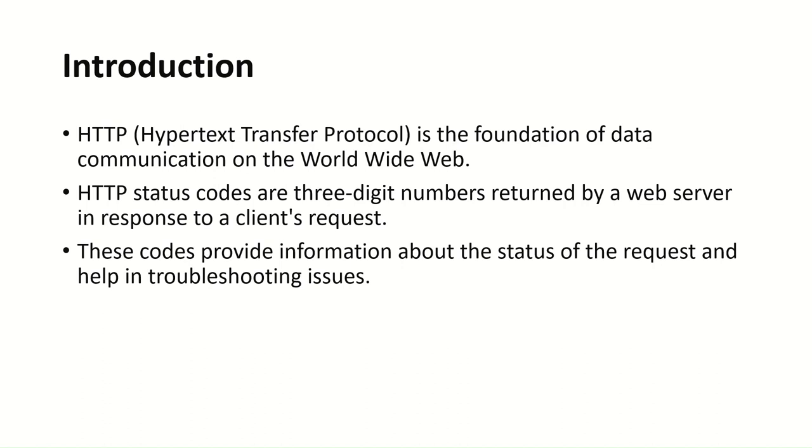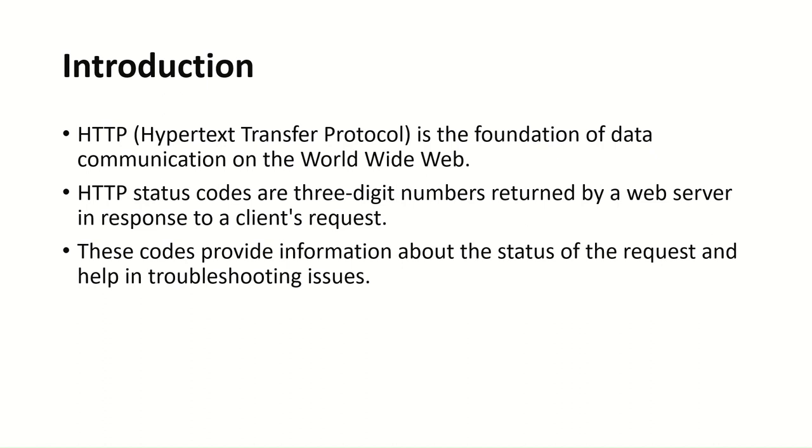So this is what an HTTP status code is. It is a 3-digit number returned by a web server in response to the client request. These codes provide information about the status of the request and help in troubleshooting issues. If we are not returning the correct HTTP codes in a response, then we will not be able to troubleshoot the issues. So it is very important to learn about HTTP status codes and use them in a very efficient and effective way to troubleshoot your issues. This is the introduction of HTTP status codes.